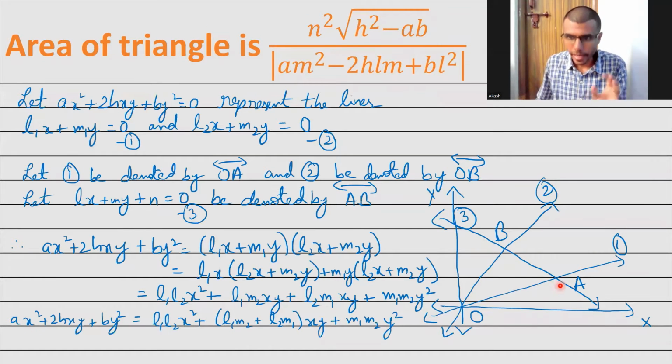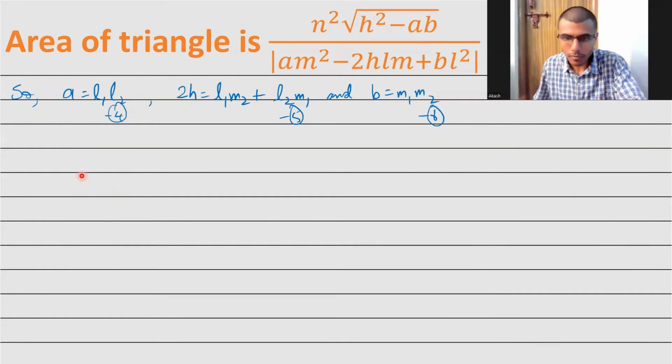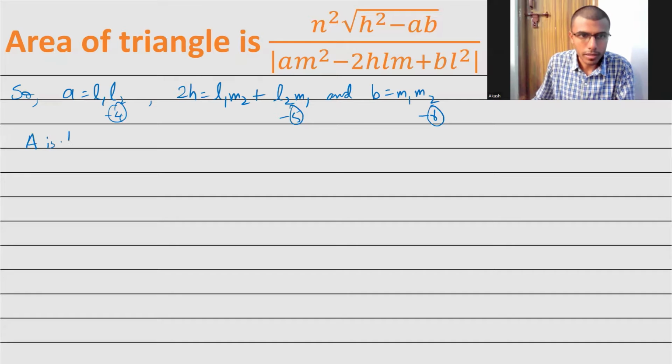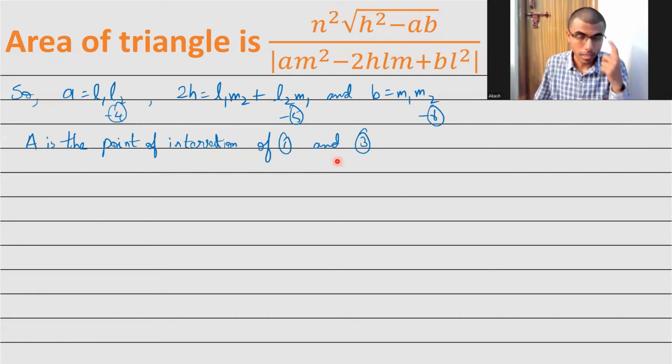Now, as I was telling you, let's come back to the diagram. A is the point of intersection of lines 1 and 3. Okay, you can write it: A is the point of intersection of 1 and 3. This is a very crucial step, so I request you guys to please stay alert.